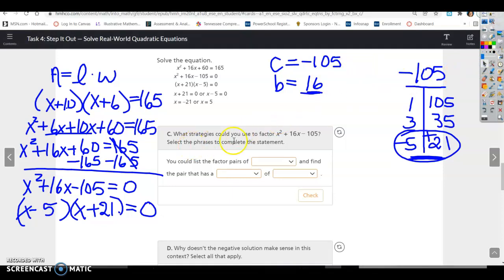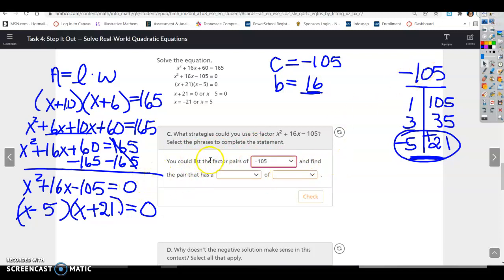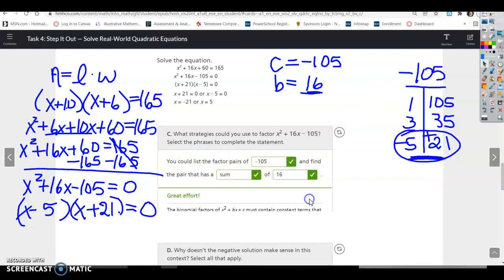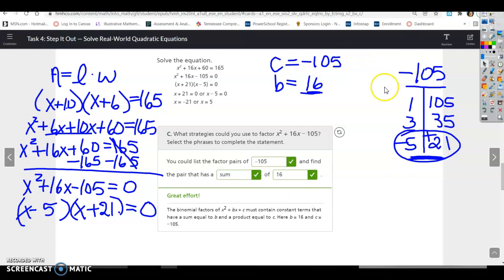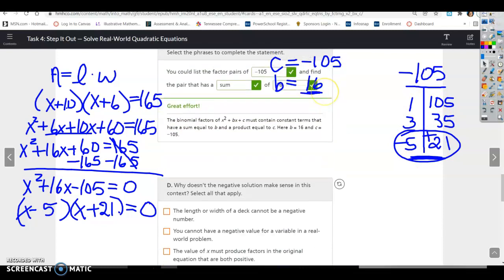Now it says, what strategies could you use to factor? Okay, so we just factored it. Select the phrases to complete the statement. You could list the factor pairs of negative 105 and find the pair that has a sum of 16. All right, so that's what we did. We found the numbers that multiply to give me this and add to give me this.